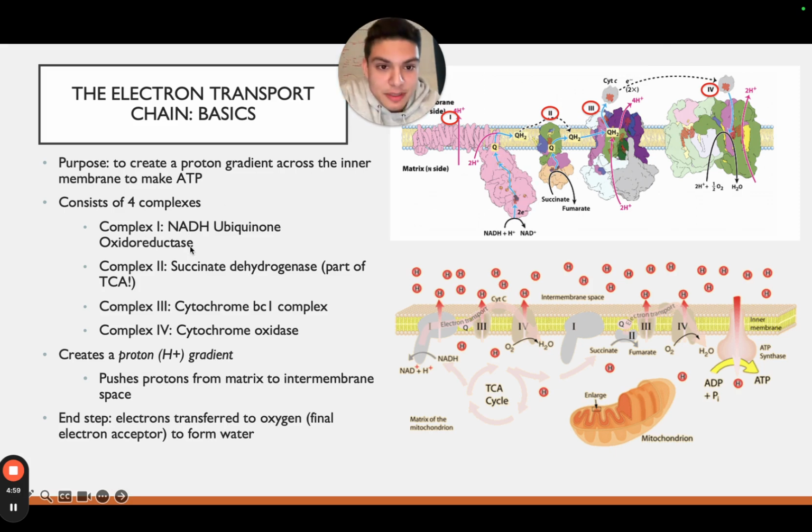These 4 complexes that form the ETC, you should know the names, but I'll explain them so it makes more intuitive sense. For complex 1, we have NADH ubiquinone oxidoreductase. Now, it sounds complex, but literally it is telling you what is being reduced and what is being oxidized, right? In this case, NADH is being oxidized. Right here, we see the electrons are being pulled away. And our ubiquinone is going to be reduced.